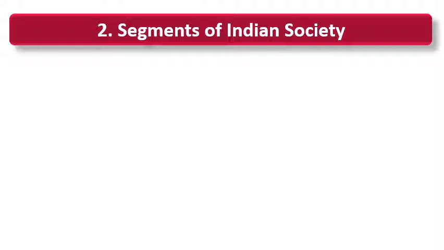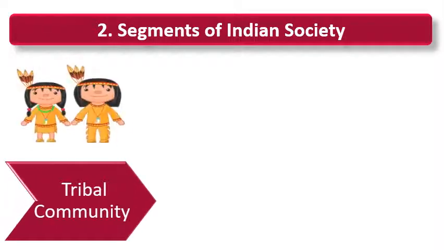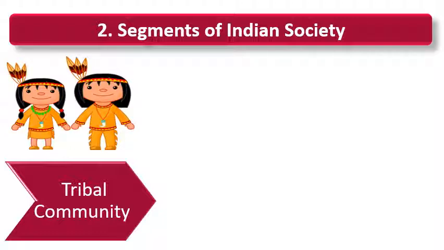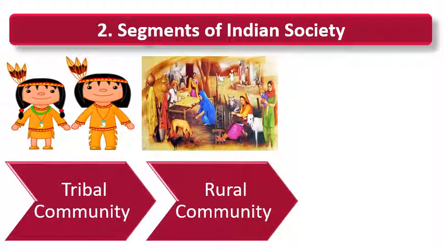They are: number 1, tribal community. Tribal people have distinct culture, language, economy, and religion. They live in relative isolation and are considered as socio-economically backward. Number 2, rural community. A large number of factors such as density of population, economic activity, poverty, caste, class, family, and religion makes rural community different from other two communities.